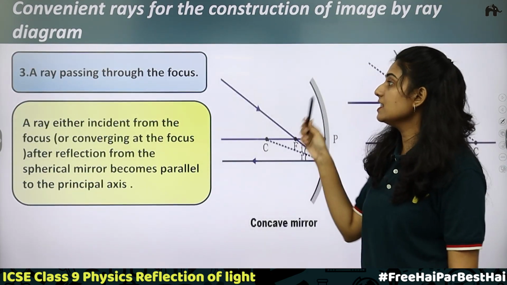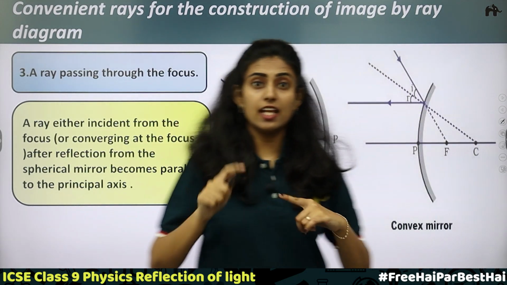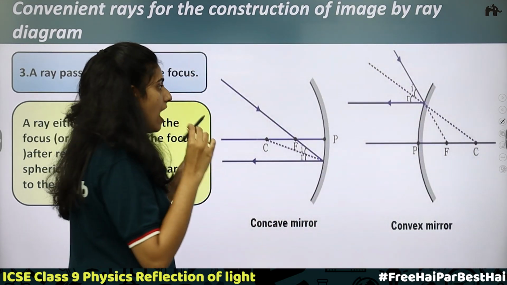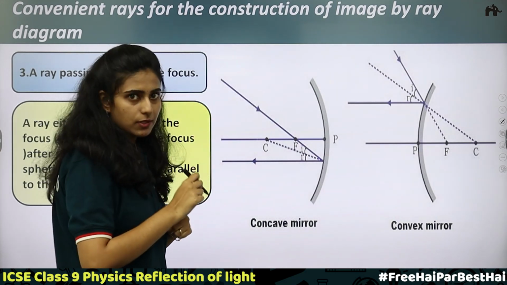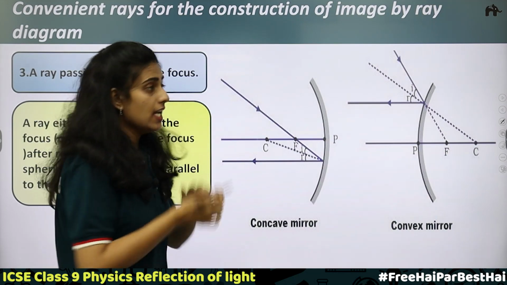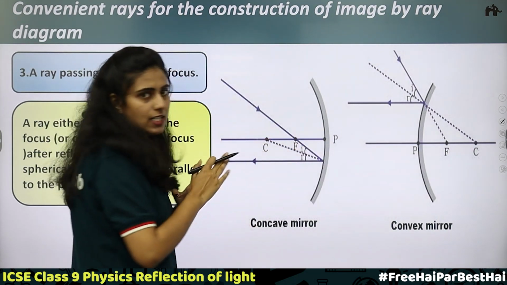Now, the third one is a ray passing through the focus. In the last case we discussed a ray which is parallel to the principal axis. After reflection, what is happening? It will converge to the focus or appear to come from the focus. Here, it is just the opposite. A ray which is passing through the focus, after reflection, will be parallel to the principal axis.